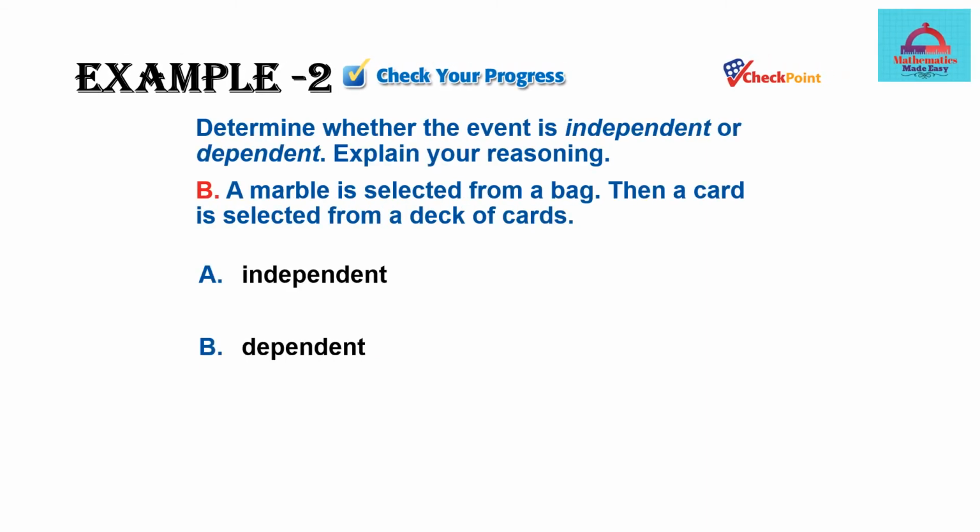Question to check your progress. You have to do the same thing. Identify independent or dependent event and explain your reasoning. A marble is selected from a bag. That's the first event. And then a card is selected from a deck of cards. That is the second event. You can write this as A and B. Just to make it clear, you have to tell me event A and event B, are they dependent or independent?